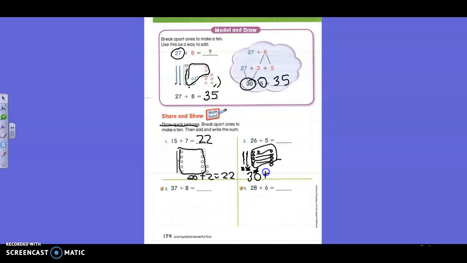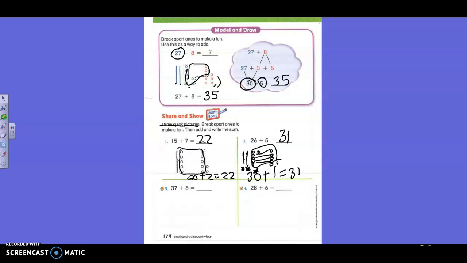And how many 1s do I have left over? 1. There's only 1 down here that did not get used. So 30 plus 1 is what? 31. Okay? When we make a circle, you're making another 10. Okay? All right, let's do 37 plus 8.